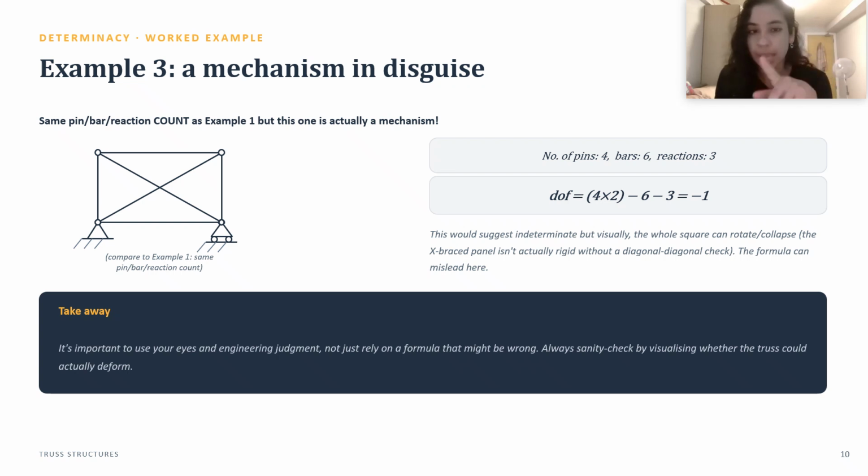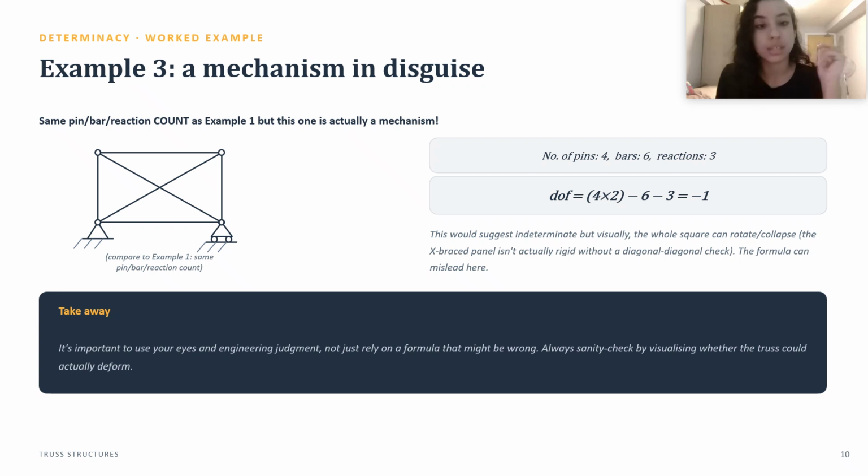Here we have 4 pins, and 4 times 2 is 8, because every pin has 2 degrees of freedom. We have 6 bars. Each bar you remove 1 degree of freedom. 8 minus 6, 2. We have a fixed pin and a roller pin. Together they make 3 reactions that we have to take away. 2 minus 3, which gives you -1. That suggests that you have a statically indeterminate truss. However, it's not. It's a mechanism. How come?